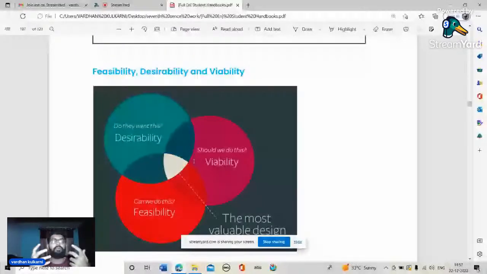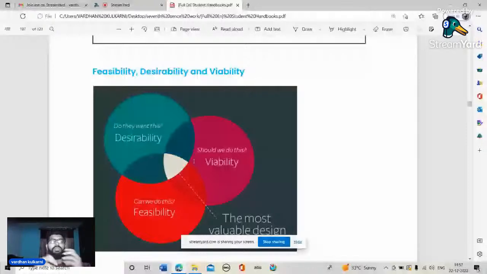When thinking input gets generated, let's see what feasibility, desirability, and viability are. Desirability is: do you want this? Usually you see some product and feel a desire to have it. For example, you go on a food street and see some kind of food, and you feel the desire to have it, your mouth waters, and you decide that you want that.